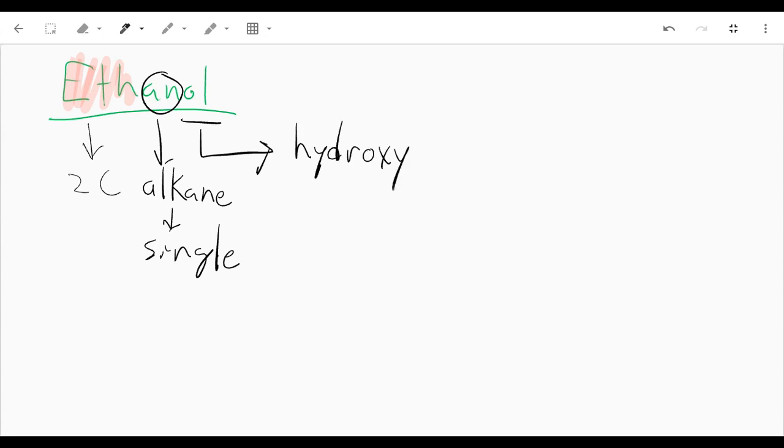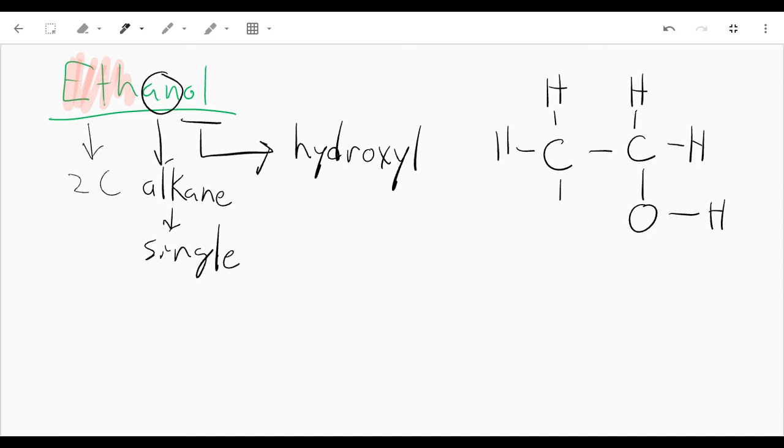The reason it doesn't specify the number is that because there's only two carbons, there's only one way that you could actually draw this. You would have two carbons, and then bonded to one of the carbons, you'd have an OH group, a hydroxyl group. All of the other unbonded spots on the carbons become hydrogens, and that's our ethanol right there.